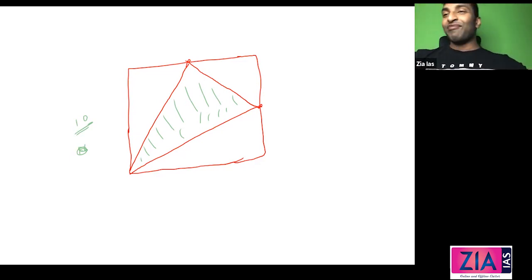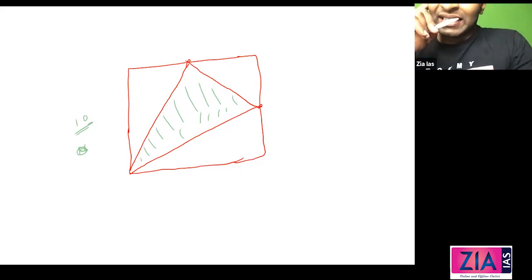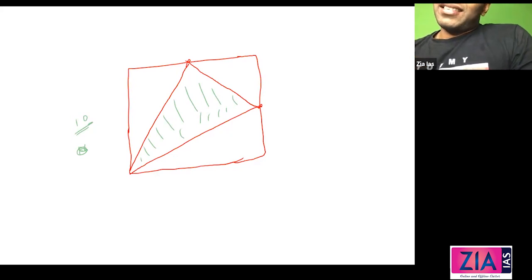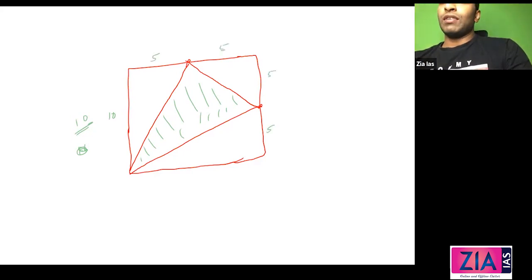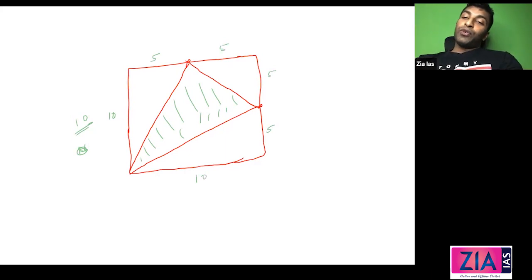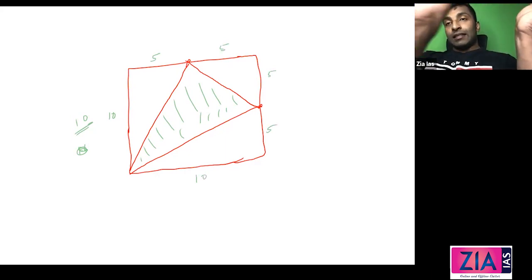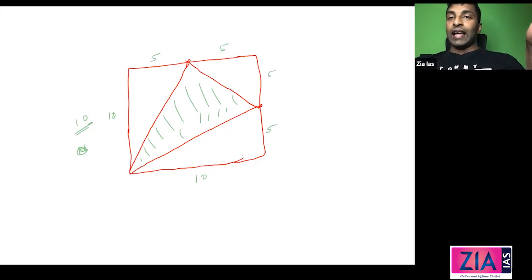You guys are using half BH, right? You can't use half BH. When you're using half BH, I'll tell you how you're using half BH. So you're saying this is 10. So this will be 5, this will be 5, this will be 5, this will be 5, this will be 10. So some of you are of the opinion that the square is 100 because the side is 10.